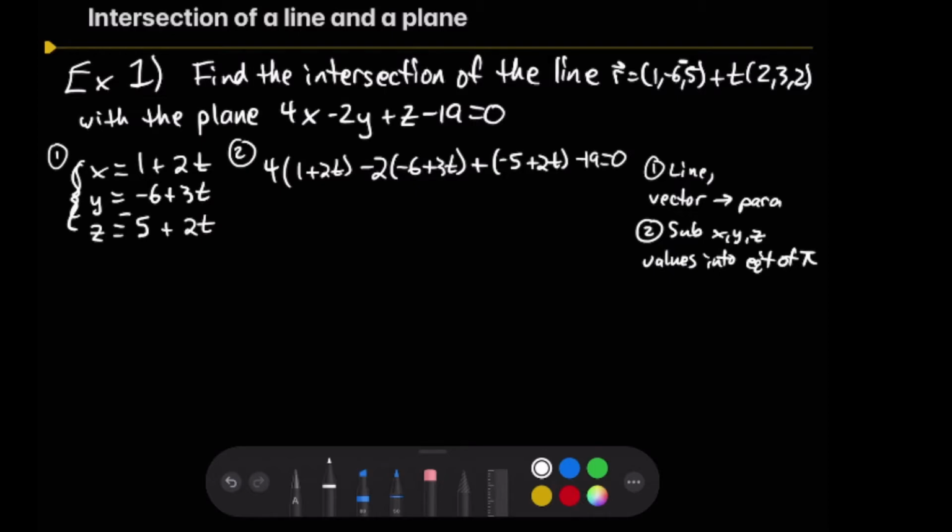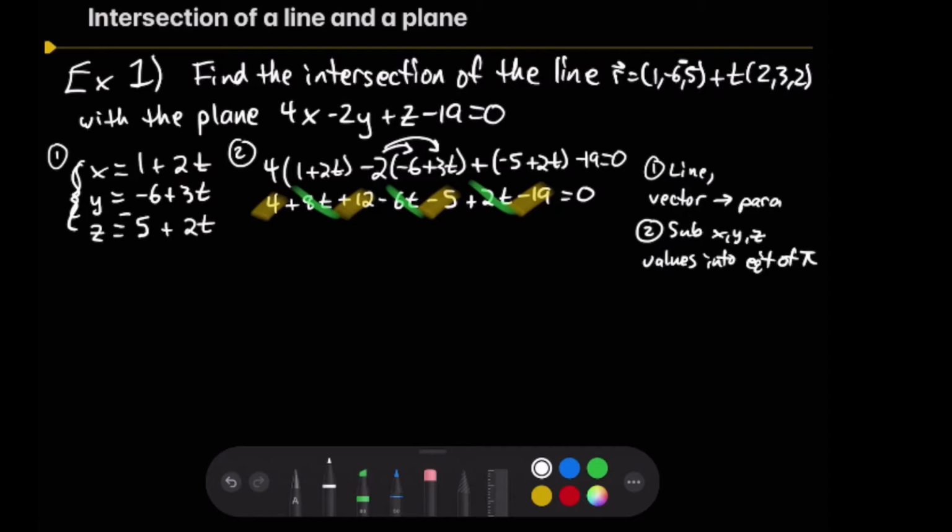Let's do our distributive property and then collect our like terms. 4 plus 8t plus 12 minus 6t. Be careful distributing that negative here. Make sure you have the correct signs, positive or negative, on your numbers. Plus negative 5 plus 2t minus 19. Now we're going to collect our like terms. I know you know how to do this, but I'll still highlight our like terms just to make our life a little bit easier.